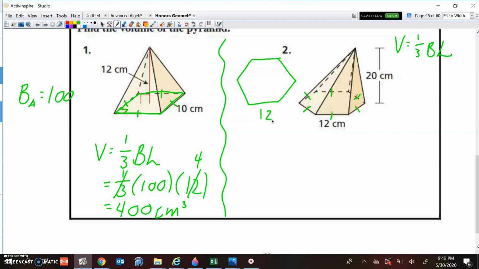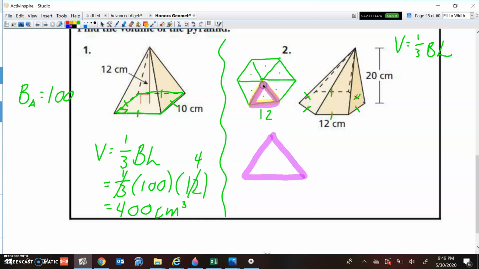What we learned in an earlier lesson is that we can divide this into equivalent triangles, and I would have 1, 2, 3, 4, 5, 6. So if I can find the area of one triangle, I can just go ahead and multiply that by 6. And that's going to be our goal here. Okay, so I'm going to find the area of one triangle.